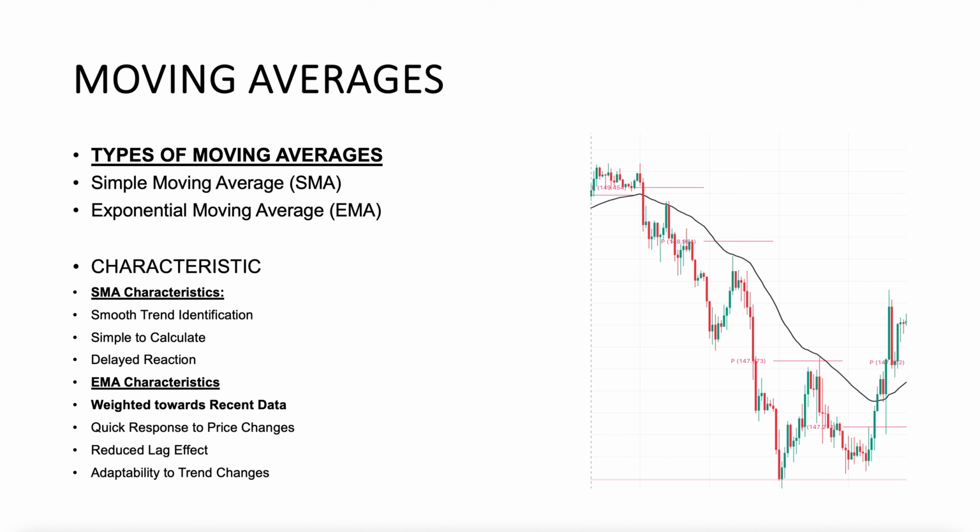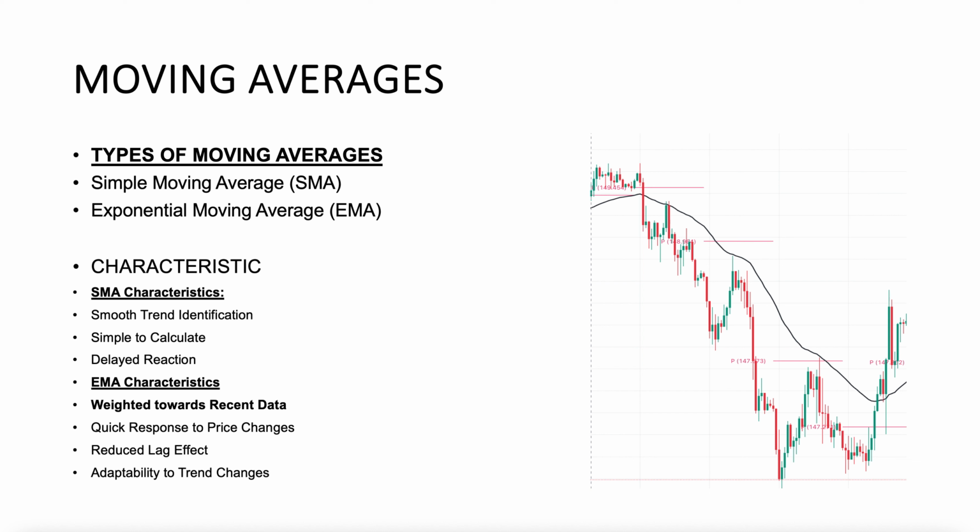Now the SMA is calculated using previous data in the market over a certain number of candles, maybe 10 candles, 20 candles, depending on the length of the SMA moving average which you would put in your settings.